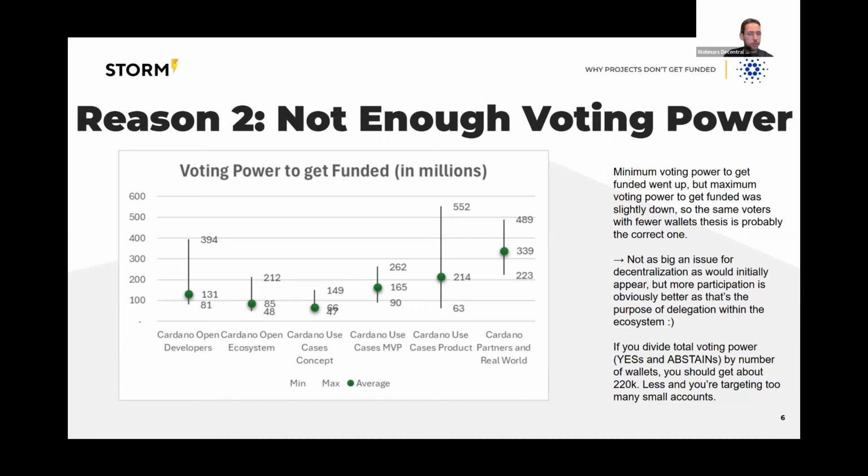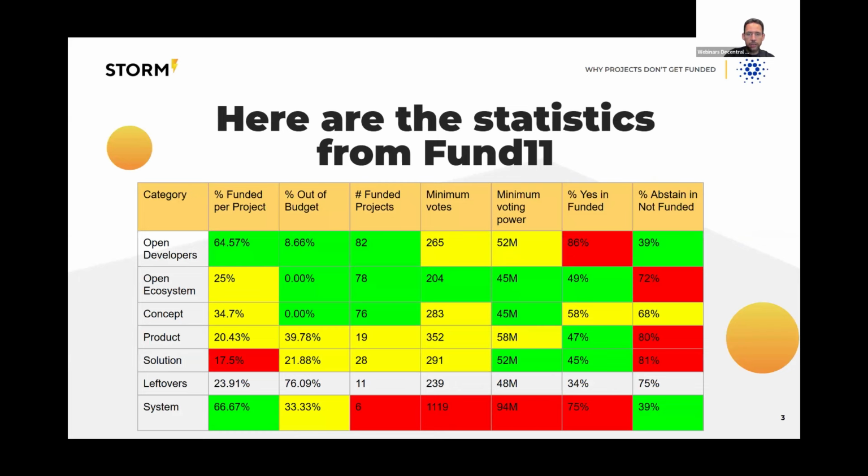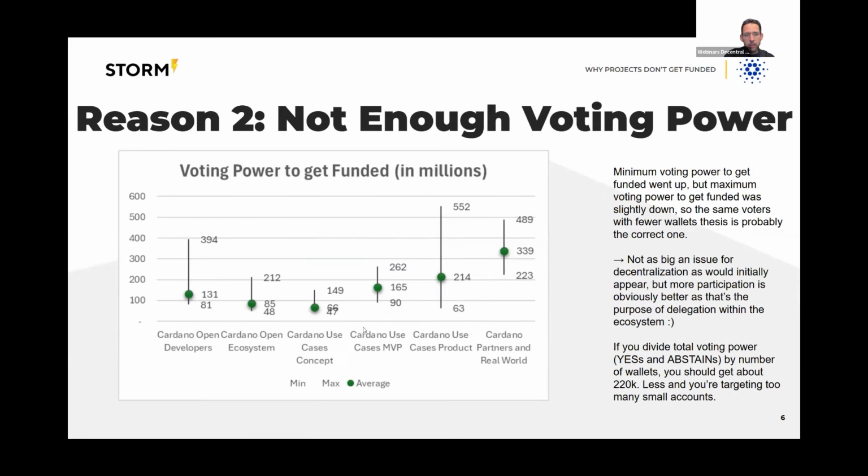In Cardano open developers, if we go back to this one, we saw minimum voting power was 52 million here. And in Fund 12, it was 81. So it actually went up. So remember, we had that hypothesis of why are there fewer wallets involved in the voting? Is it because there are fewer people, or there are the same amount of people with fewer wallets? And I think the fact that in the open developers category and in the use cases category, there was a higher minimum in terms of getting a project funded.